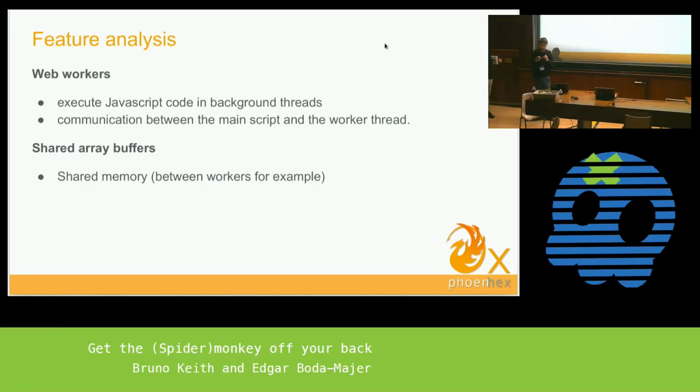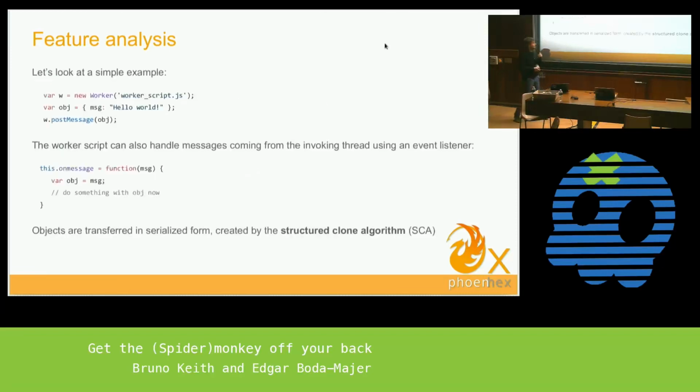So if you send a shared array buffer to a web worker, the underlying memory will not get copied to the worker, but it will be shared between the main script and the worker. Here's a quick example for a web worker. You just do a new Worker and provide a script like worker script JS, and it will fetch the script and execute it in the background. Then you can send a simple message to the worker with postMessage. Here you can put almost any kind of object, and it will get transferred to the worker.